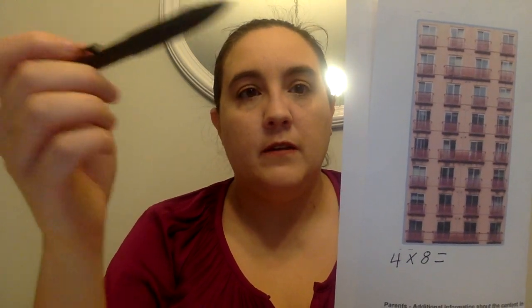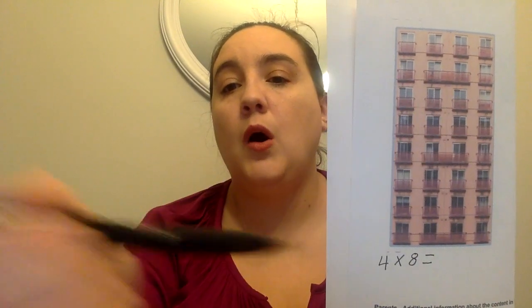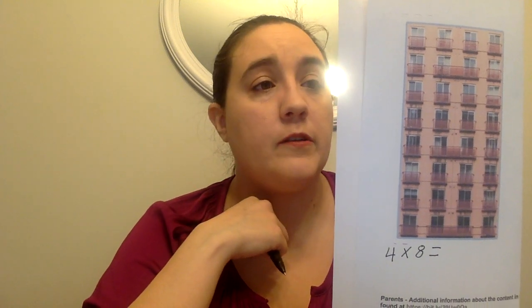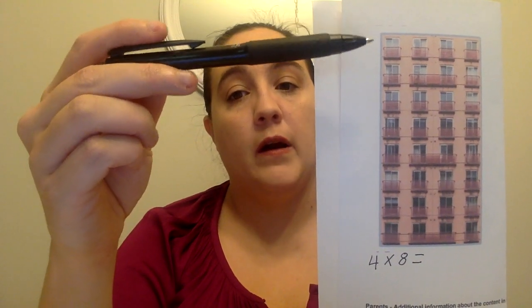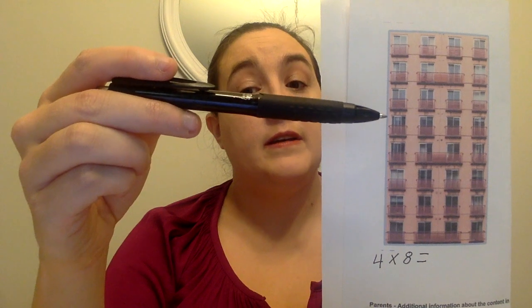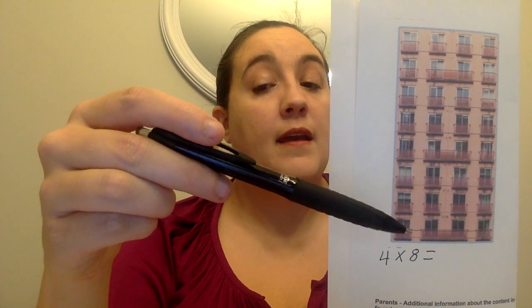Now, does this multiplication equation describe our picture? Yes, it does. Okay, awesome. Because we have 4 windows going across and 8 windows going down. So what is the total number of glass doors? Well, I'm going to skip count it so I can figure it out. 4, 8, 12, 16, 20, 24, 28, 32. So 4 times 8 is 32. Okay? That is one way we could have written our multiplication equation.